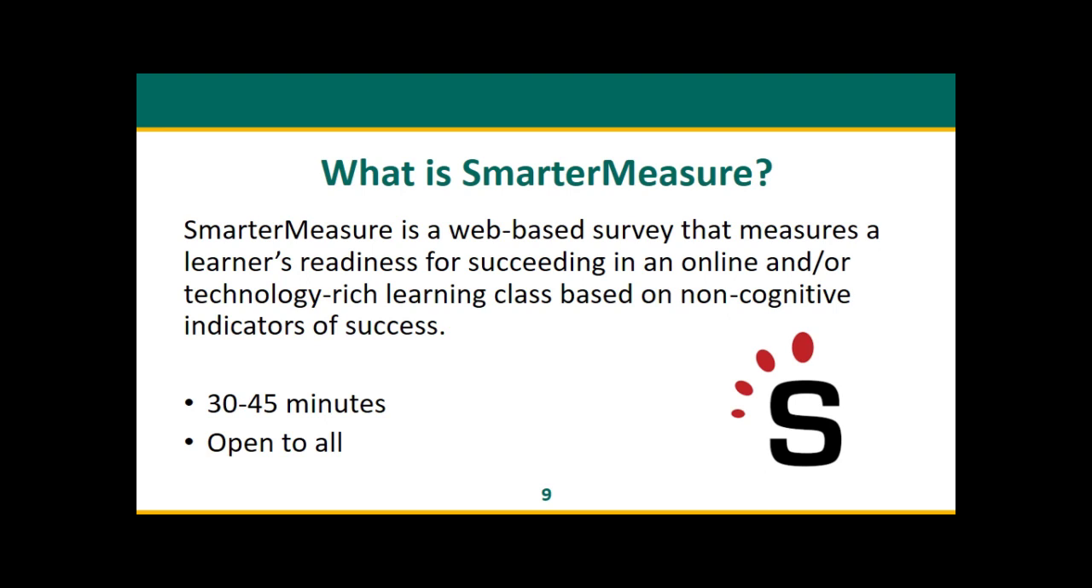All right, so SmarterMeasure, slide 9. SmarterMeasure is an online survey that helps students find out if they're ready to take an online, hybrid, or technology course. On average, as we found out from faculty and students, it takes about 30 to 45 minutes, so it's pretty lengthy. And it could be longer if the student isn't proficient with computers. And it is open to all, meaning it's for prospective students, current students, faculty, and staff. So anyone with the survey link is going to be able to take SmarterMeasure.